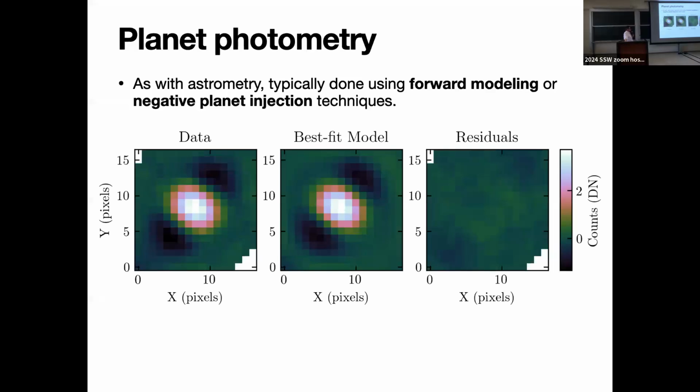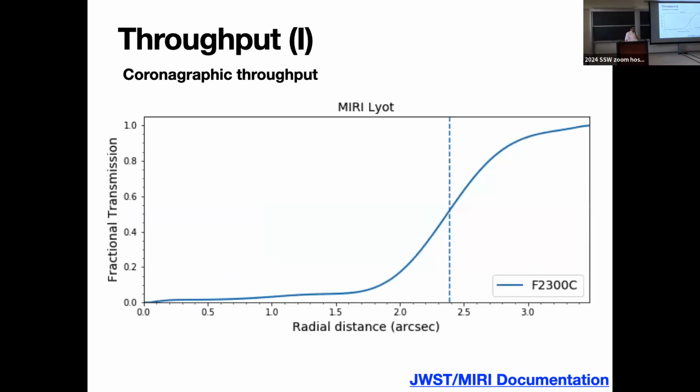And then for the planet, well, again, it's the same. We use the same forward modeling or negative planet injection techniques to derive the planet's flux in data number or ADU. And this can be then compared to the stellar flux. We have to account for 2 throughput terms in our calculation.